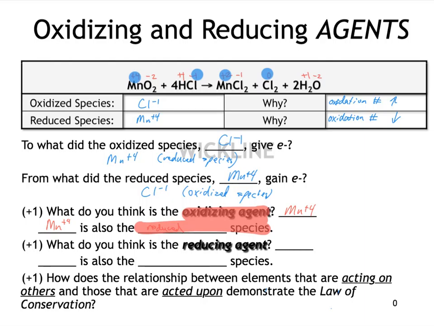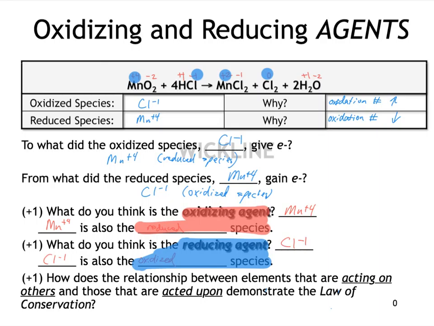All right, next up on the table here is to think about Mn+4. So Mn+4 was the reduced species because it went from 4 to 2. But the way that it did that was that it absorbed electrons, it gained electrons that came from Cl-1. So that means that Cl-1 was involved in the reduction. So not only is Mn+4 the reduced species, but Cl-1 is the reducing agent. But as a side note, Cl-1 is more than just the reducing agent, it's also the oxidized species. So I'll highlight those 2 terms together because the reducing agent and the oxidized species are the same thing, and you'll need to know them together.